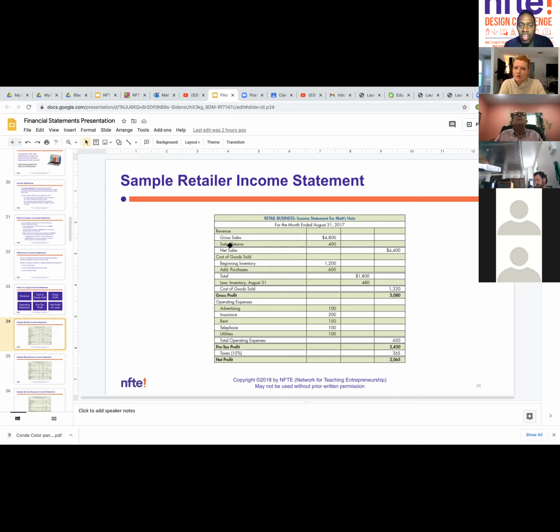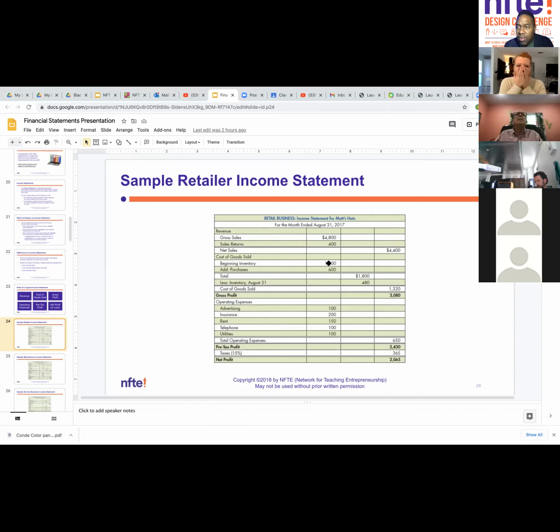Now, sales and returns, 400. How did they get this number here? So what they do, whatever they're selling the product for, you multiply that times 400 units, and that would give you that particular number. And then your net. Remember we talked about that net? Net is what you have before taxes. Then you scroll down.